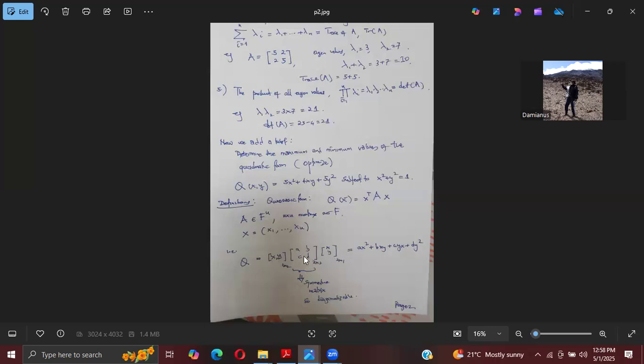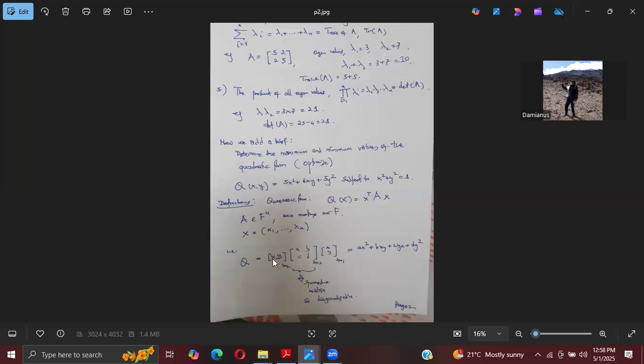I don't know if you remember how you multiply matrices. In case you have forgotten, I remind you very quickly. I take A, B, C, D times x, y. I have A times x plus B times y, so AX plus BY. Then I have C times x, so CX plus DY. This is the matrix times this matrix here.